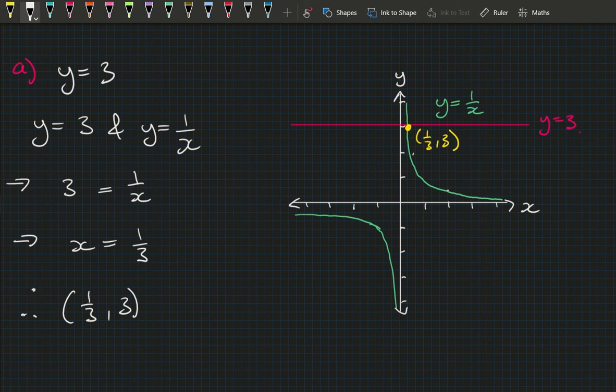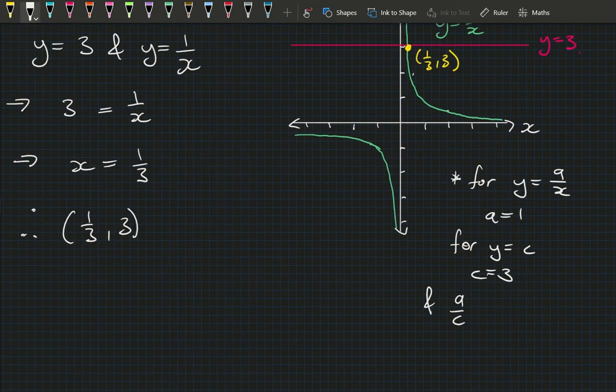But using that formula I had beforehand, in this case, for y equals a divided by x, a is equal to 1, and for y equal to c, c is equal to 3, and we find the solution at a divided by c, which is 1/3. But that might not be totally necessary for something as easy as 1 over x.